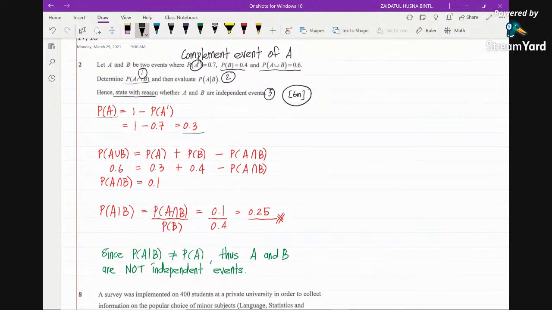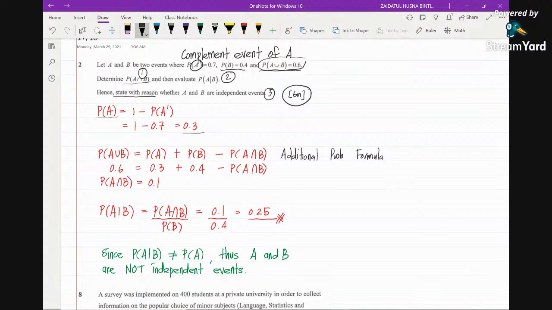Now the question says determine P(A intersect B). How can we find A intersect B? If you notice here, we are given the union value. Based on this, we can apply the addition probability formula. Every year we need to apply this formula. Make sure you know it, though you don't really have to worry, it's also provided in the formula sheet. So P(A union B) is equal to P(A) plus P(B) minus P(A intersect B).